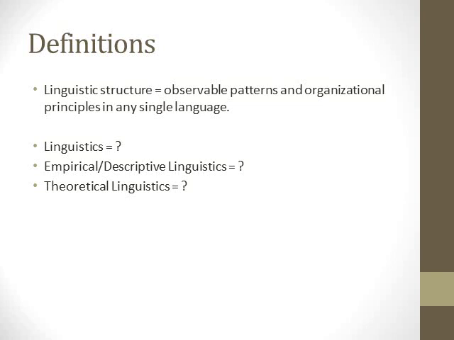Okay, so we're going to define linguistic structure in this way, and this is the one that was given in the syllabus, and I think it's a pretty good definition of linguistic structure. It is that linguistic structure is the observable patterns and organizational principles in any single language. Now, it's true that every single language has structure. Every single one has these patterns that we can observe and talk about. Every single one has principles that allow words or phrases or clauses or even sounds, morphemes, to be organized in principled ways.